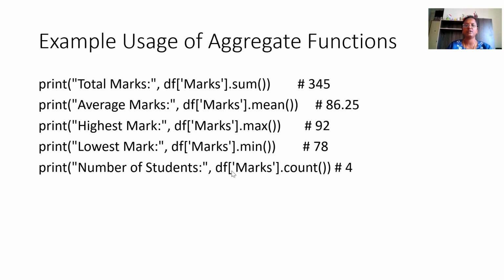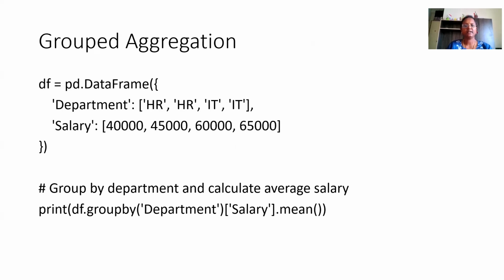If you want to find out the total mark, average, highest, lowest, and number of students, we can use the aggregate functions and get the results like this for the given input data. And the next important thing is the grouped aggregate function. If you want to apply an aggregate function on a group of data, then we can apply group by. For example, here we are creating a data frame with department HR, IT, and salary, for example HR 40,000 and one more 45,000, IT and one more IT 65,000.